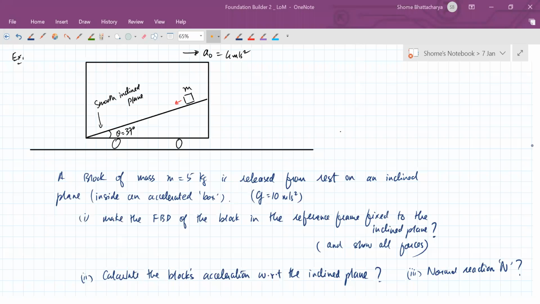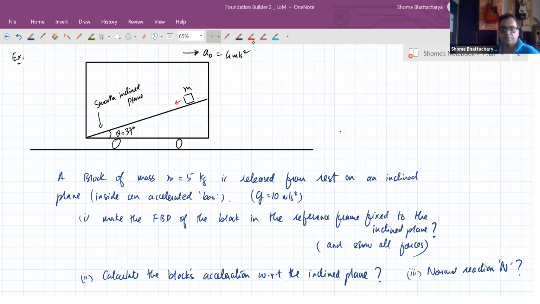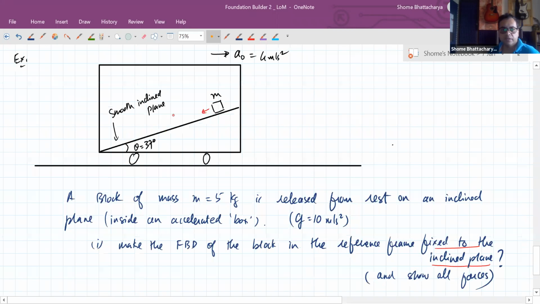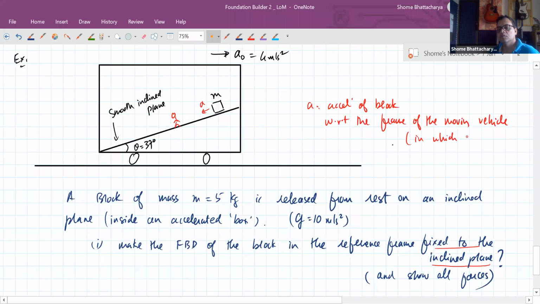In the first part, it is saying in the reference frame fixed to the inclined plane. So the inclined plane is in which frame? It's in the frame of the vehicle only. So that's what we mean. Basically we are in this frame, and with respect to this reference frame, we have to find the acceleration. That is the acceleration of the block with respect to the frame of the moving vehicle, the frame in which the inclined plane is fixed.